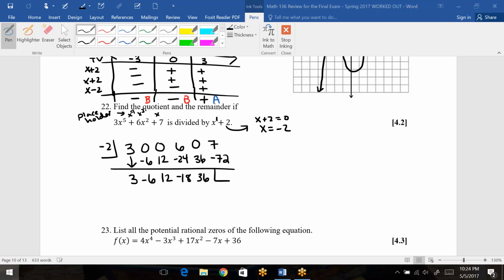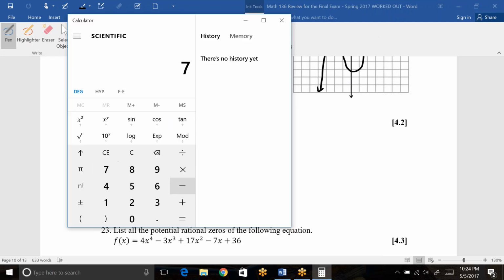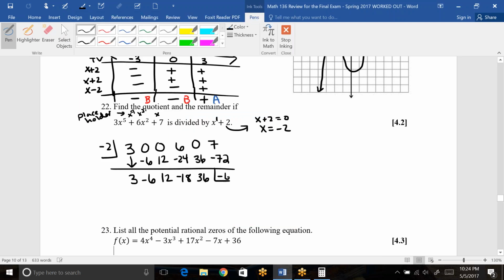And if we add that column, let's just do that one by calculator, make sure I'm right. That is negative 65. Okay, so your quotient is all of this information, your remainder's in the box. So we already know our R is negative 65. Our quotient is going to be 1 power less than what we started with, so that'll be x to the 4th. So 3x to the 4th minus 6x cubed plus 12x squared minus 18x plus 36. Notice I just grabbed each coefficient as I went along.